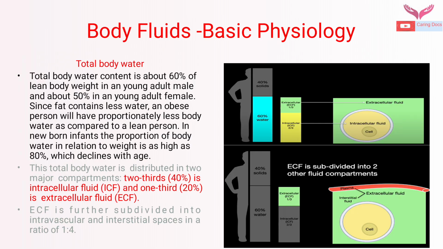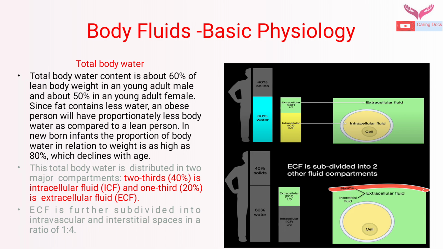If we see the basic physiology of the body fluids, we know that total body water content is about 60% of the lean body weight in a young adult male, and it is about 50% in adult female. Fat contains less water in an obese person, so the obese person will have proportionately less body water as compared to a lean person. In newborn infants, the proportion of the body water in relation to the weight is 80%, which declines with the age.